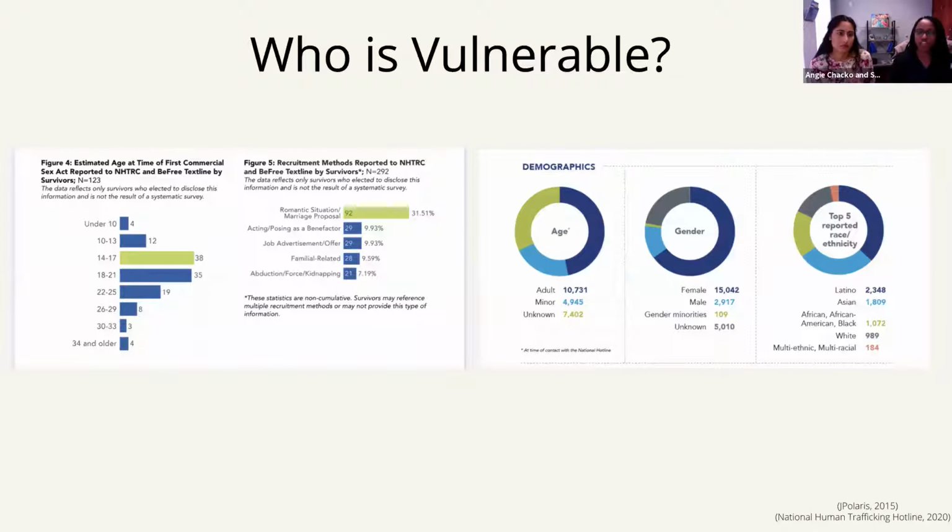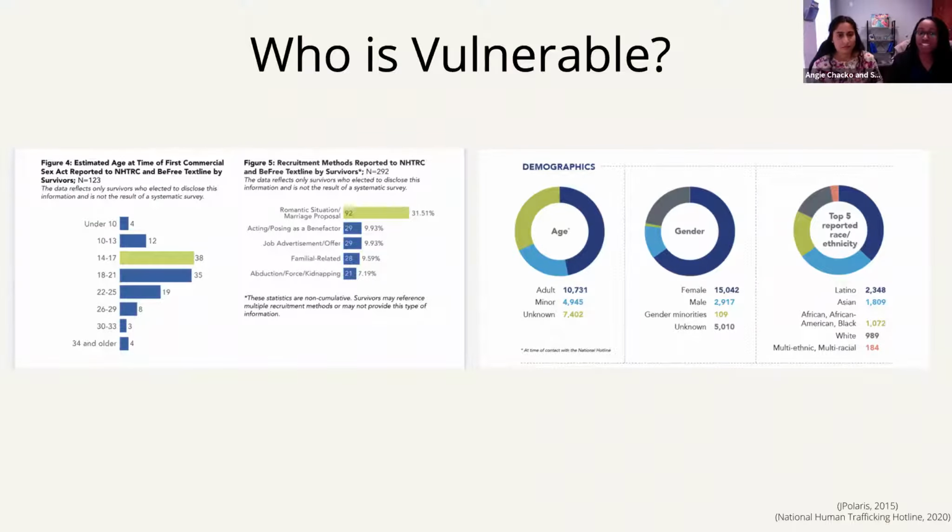So just real quick, these are just other graphs from studies showing who is vulnerable. And as you can see here on the first graph on the left side, 14 to 17-year-olds and 18 to 21-year-olds are the most at risk for the time that they are first introduced into the commercial sex industry. A lot of times those are the runaways, the ones that are aging out of the foster care system, involved in maybe even misdemeanors or different rebellious stages of being a teenager, and the trafficker will prey on that.